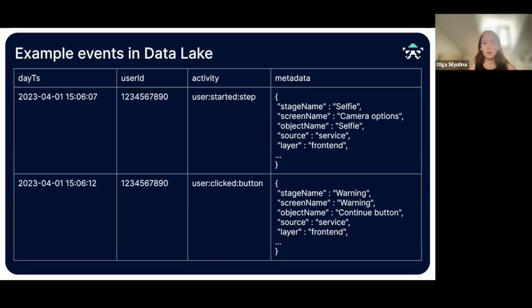When we have defined our event grammar for the activity or action, and then we define the JSON for the metadata, we can get something like this on the screen. It could be a user ID or something that you have, a timestamp, then the action or activity or event with particular grammar, and metadata, which describes what particularly this user did and where.